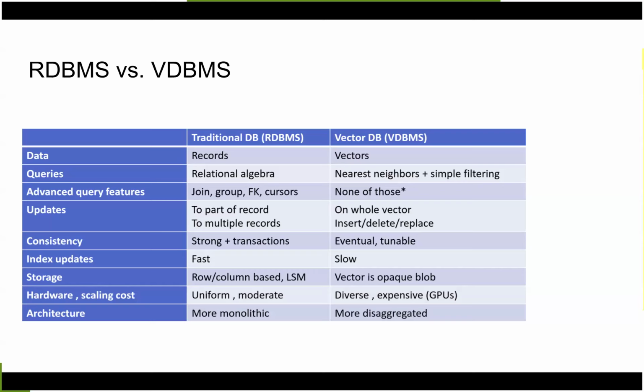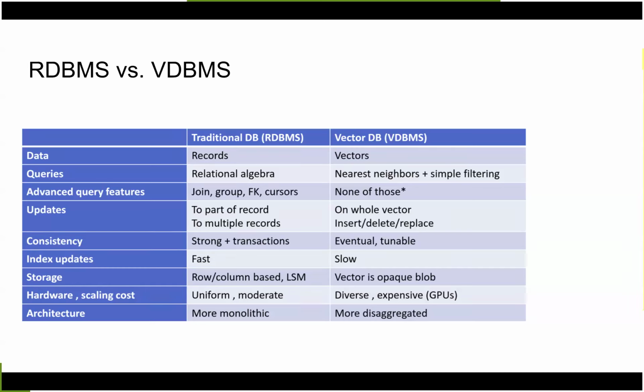So in a traditional database, we are storing records. In a vector database, we are usually storing vectors, and the vectors are the most important citizens in our database. The type of queries we are executing in a traditional database is relational algebra, but in vector database, it's not that complicated. It's just simply nearest neighbors and sometimes simple filtering and hybrid search. Again, in traditional databases, we're doing join, group by, using foreign keys, but none of those really matter that much in vector database.